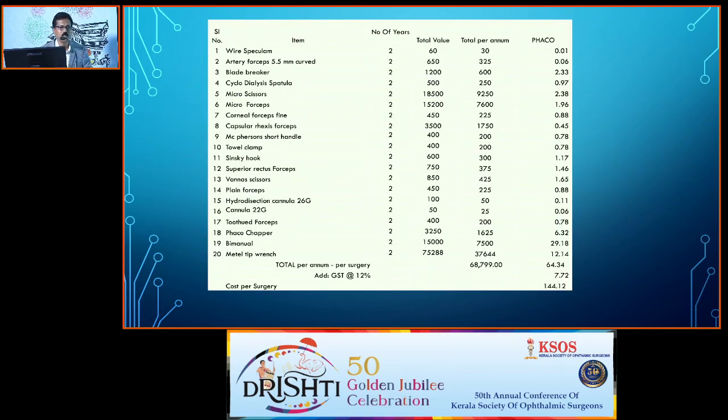Doing a costing exercise is actually a very cumbersome process, and it's not possible most of the time. We will have to take the help of a chartered accountant, because here you have to take into account each and everything, right from a small thing like a wire speculum, your towel clamp, or your needles, your tooth forceps, phaco choppers, everything. And you have to decide the life of those equipment. Normally, if we say the life is 2 years, based on that we have found that for one case of phaco, the cost for small micro instruments comes to 144 rupees.